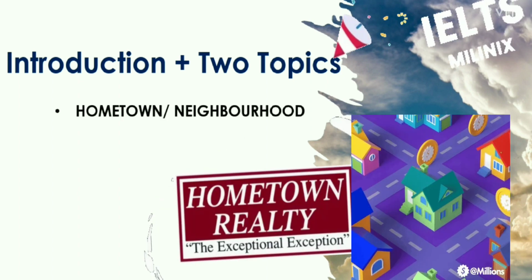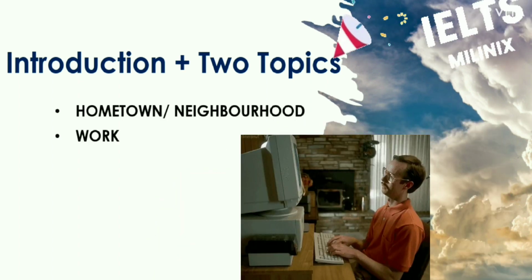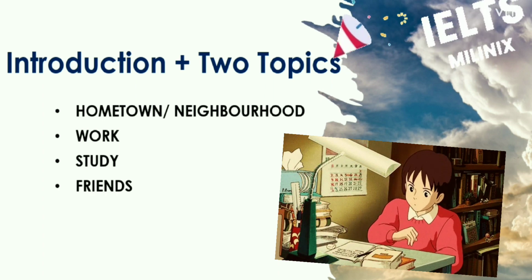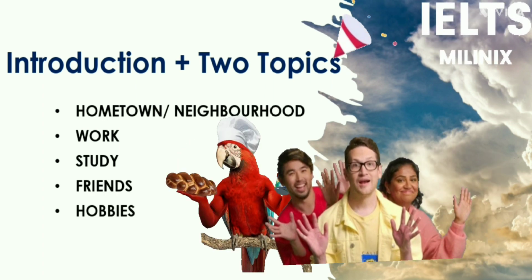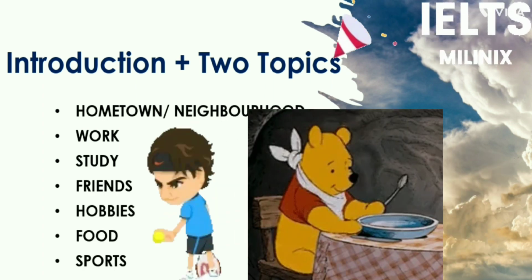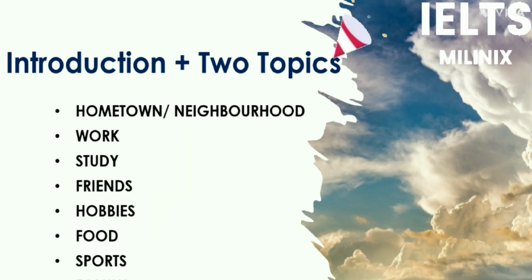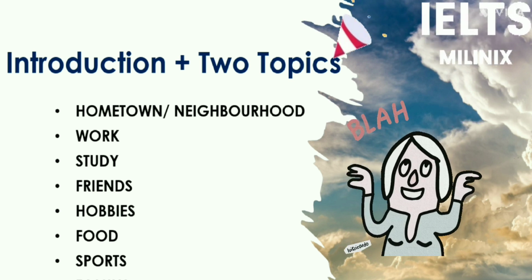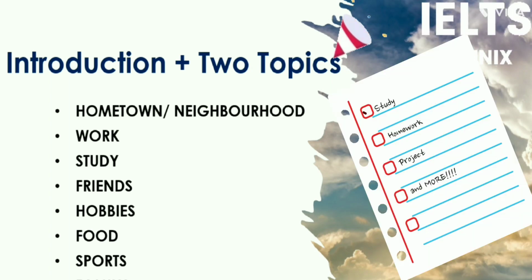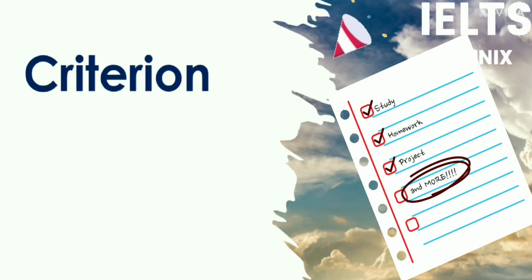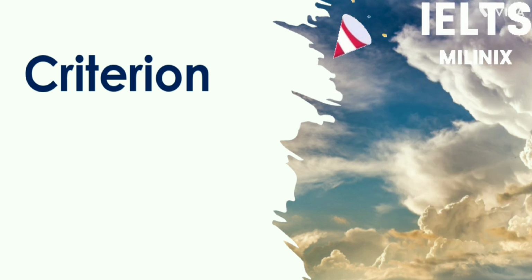Like your hometown or neighborhood, your work, your study, your friends, your hobbies, your food, sports, and your family. You have observed that all these topics are very familiar to you, so that you can speak your heart out, so that the examiner will assess your language. Now move on. The criteria on which the examiner assesses you.